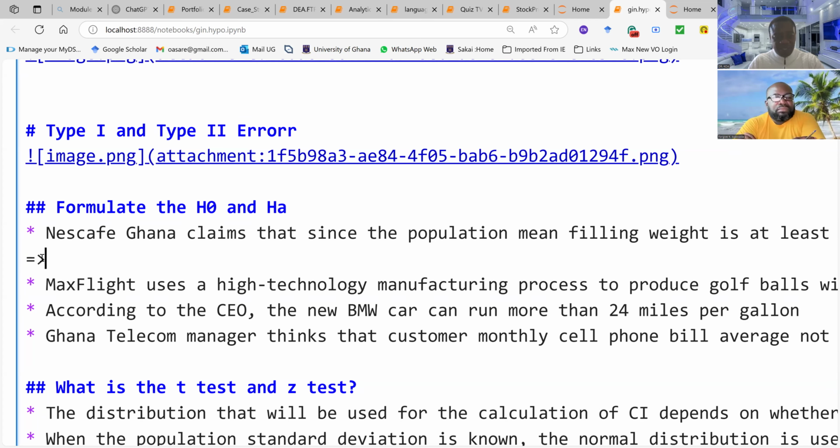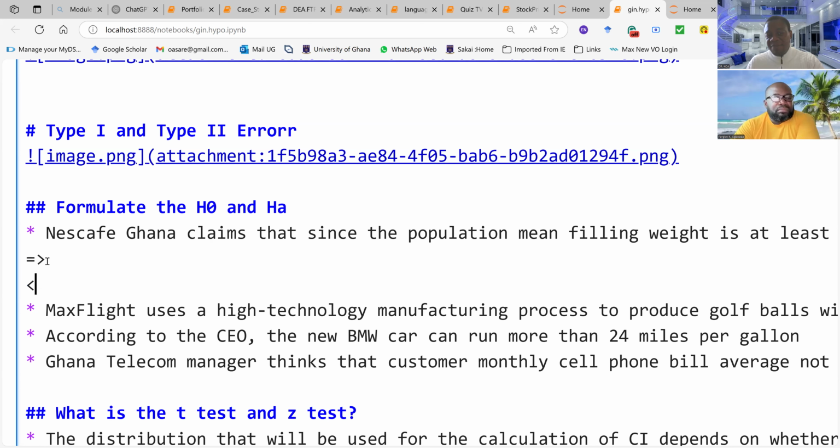Less than. What is the opposite of less than? Greater than or equal to? Well, I've said it. It's less than, isn't it? So the opposite is this. It's less than. So if this one is greater than or equal to, this is less than.